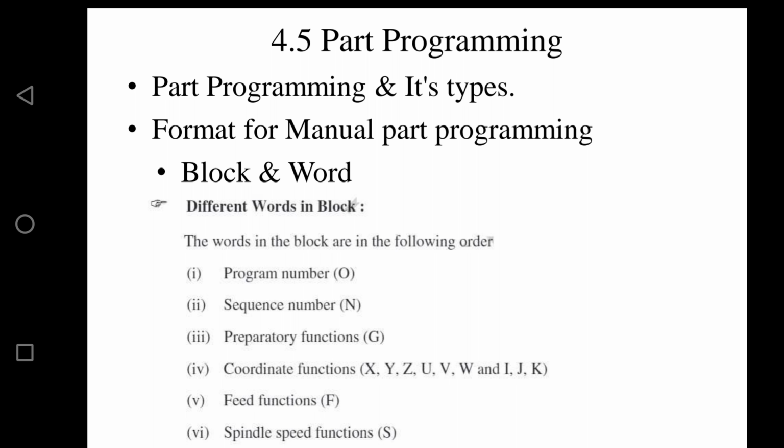Next come the coordinate functions. The coordinate functions define the position of the tool. Simple, right? X, Y, Z, or we can represent it with U, V, W and I, J, K. If we have a two-axis system, only two of the words would be used. For example, if I want to move my tool tip from 0, 0, 0 to 100, 20, 100, then I need to write X100, Y20 and Z100. So this is about coordinate functions.